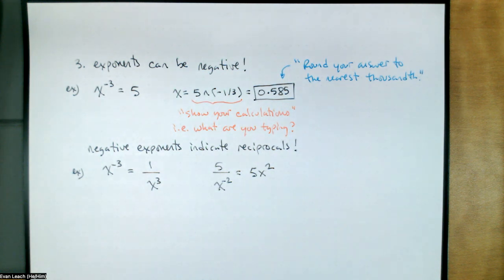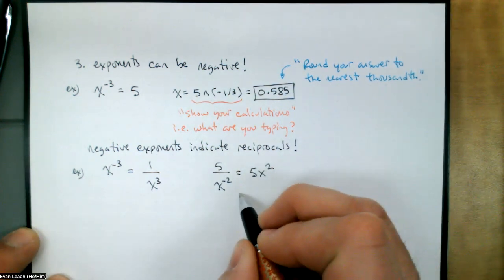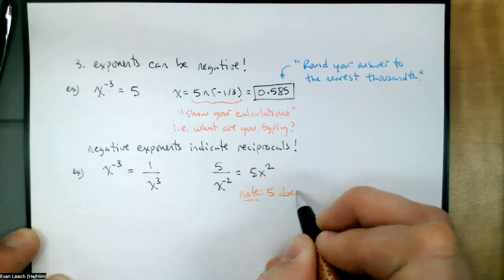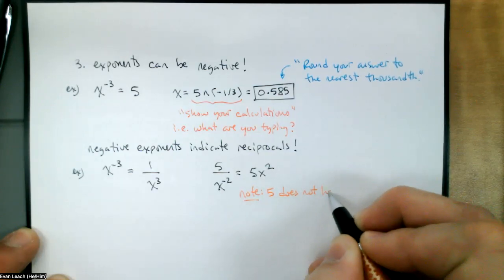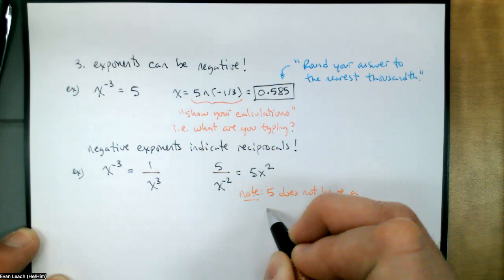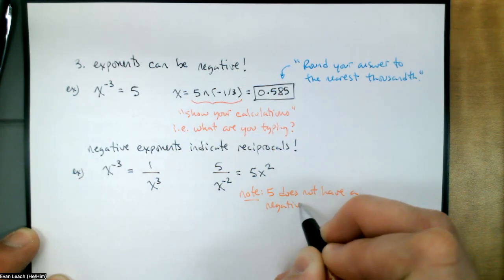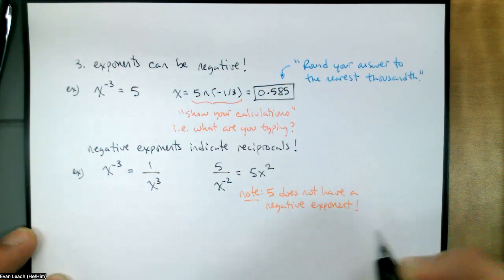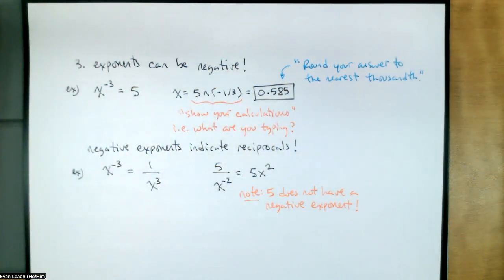Note that in that second example, the negative 2 exponent is only attached to the x. So the x moves, the 5 stays where it is. 5 does not have a negative exponent.